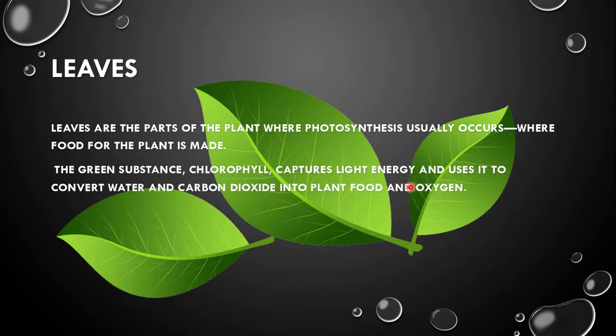Okay, what helps the plants to prepare their own food? There's a green substance in the leaves known as chlorophyll. Basically, that substance gives the green color to the leaves. So chlorophyll captures light energy, or sunlight from the sun, and uses it to convert water and carbon dioxide into plant food and oxygen.